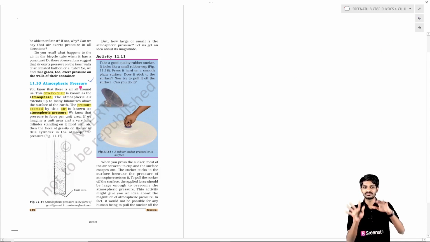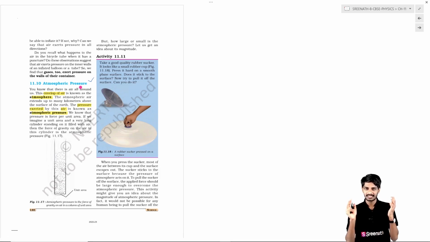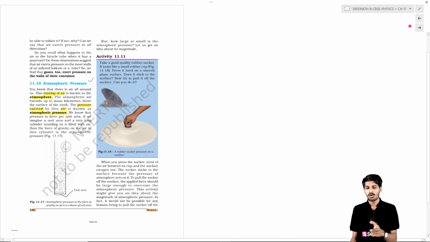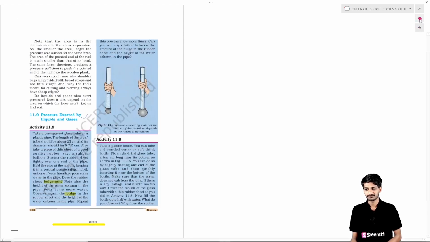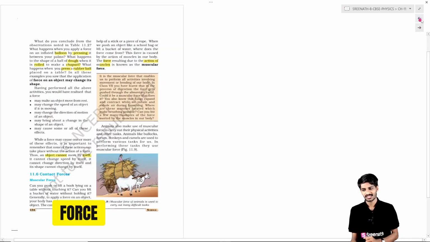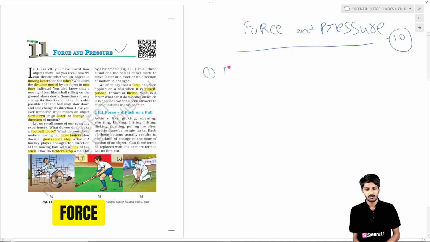We have 10 topics, and we will discuss each and every topic in detail within less time, so that you can learn more topics in less time and save your time. Now we will start with the first topic, that is force.